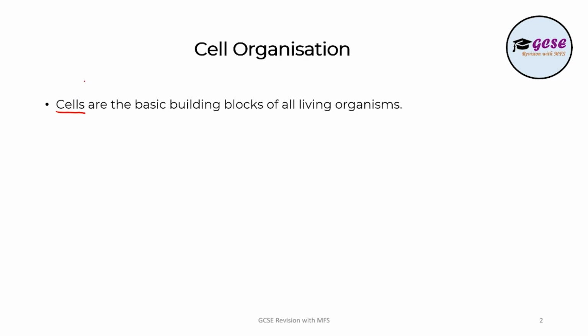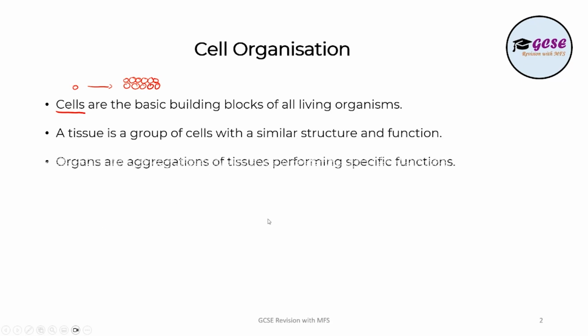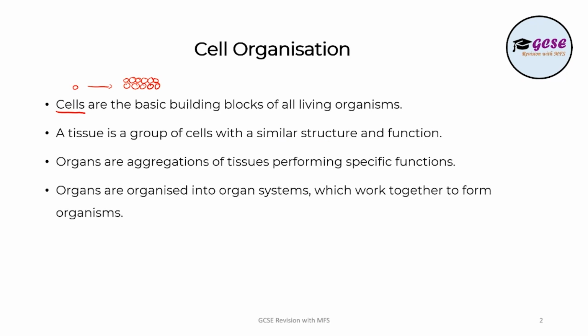These cells then build up together to form the human organisms. Okay, so what you need to know here is that cells are the basic building blocks of all living organisms. Now, a tissue is a group of cells with similar structure and function. Organs are aggregations of tissues performing specific functions. So organs are a group of tissues, and then organs are put into what you call an organ system, which work together to form an organism.